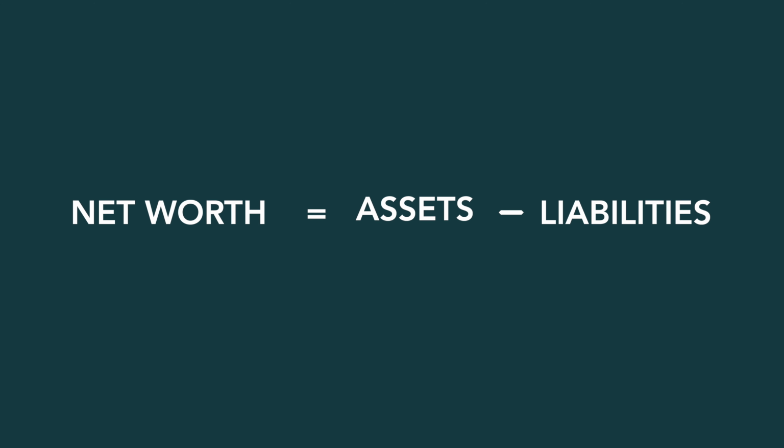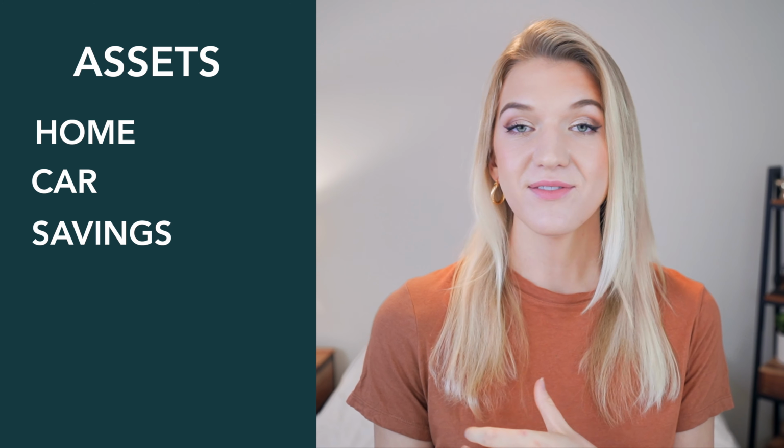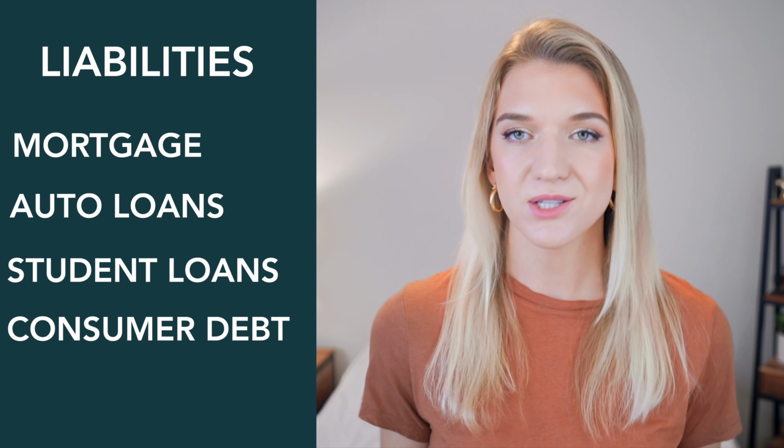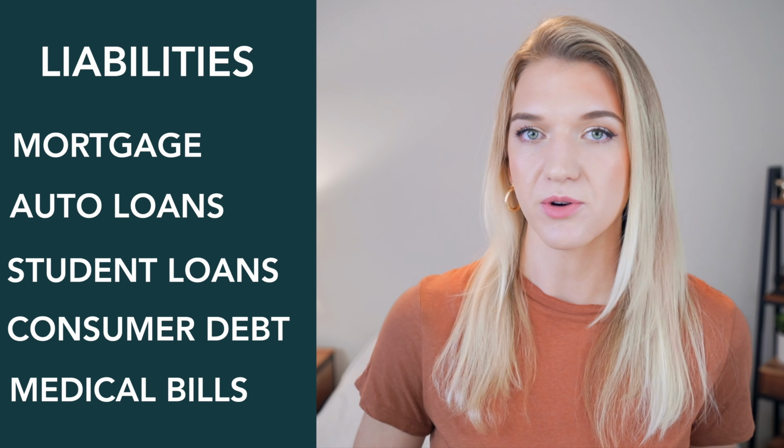If you're wondering which assets you should include in your net worth calculation, some examples of major assets are the value of your home, the value of your car, your savings account, your checking account, your investment portfolio, and anything in your retirement accounts like your 401k or your Roth IRA. For the liability section, this includes all of your debt and the money you owe. This can include the remaining amount that you owe on your mortgage, auto loans, student debt, consumer debt, or any outstanding medical bills.